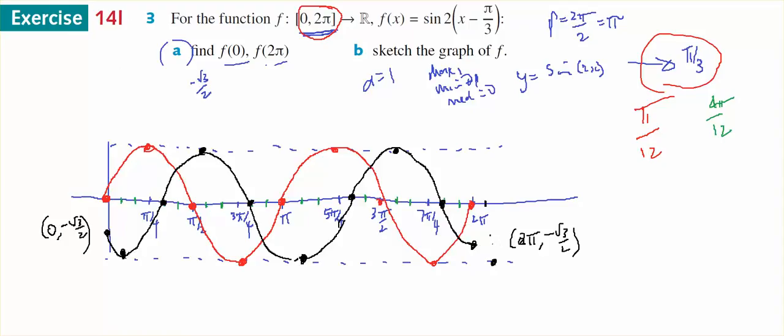Okay, now how can I find my x-intercepts? They're all labelled there for me because they're on 12ths. 1, 2, 3, 4, π/12 which is π/3. 5, 6, 7, 8, 9, 10, which is 5π/6. 11, 12, 13, 14, 15, 16. 16π/12 is 4π/3. 16, 17, 18, 19, 20, 21, 22, 11π/6. And there's my endpoint there. So there's my graph of f(x) = sin 2(x − π/3) over the domain 0 to 2π.